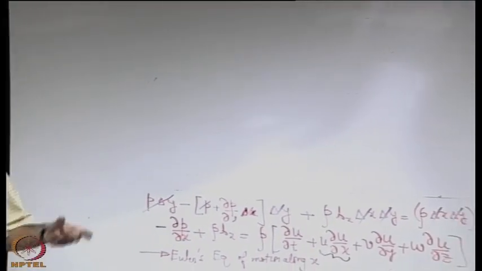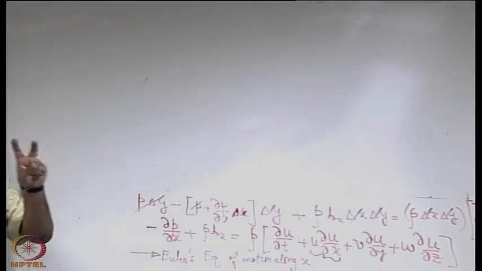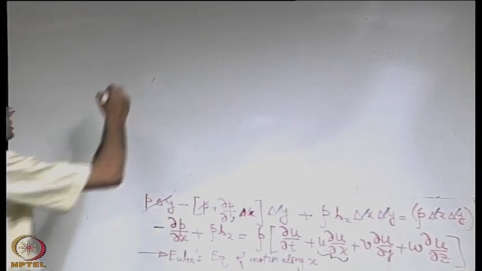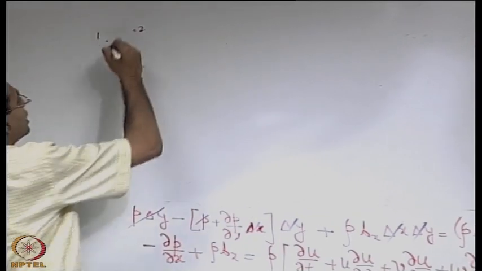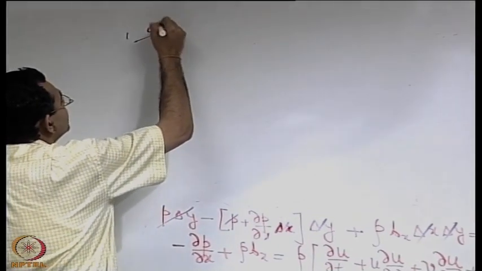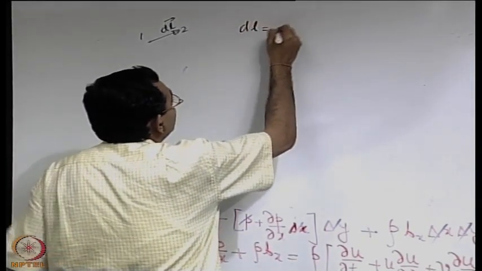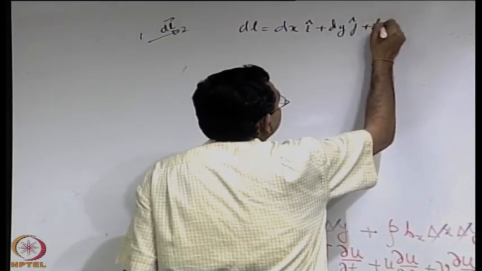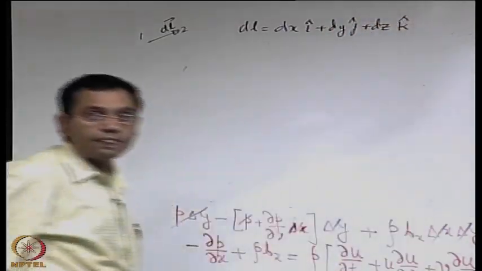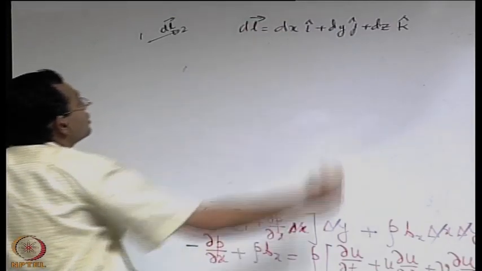Now what we are interested in is to find the difference in pressure between 2 points. So let us say that we have 2 points, 1 and 2, which are quite close, so that they are connected by a position vector dl. dl is given by dx i plus dy j plus dz k. Okay, so this is the position vector that we are looking for.